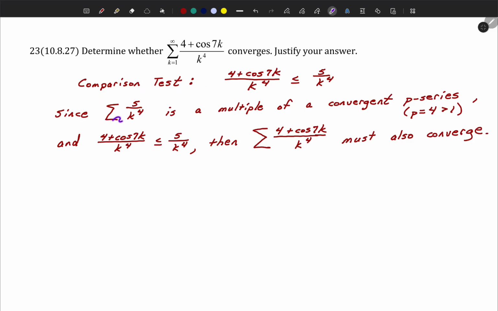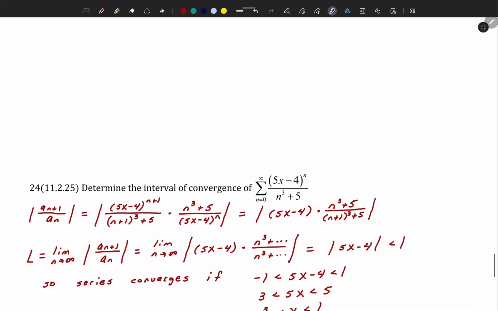So I can say, since this is a multiple of a convergent p-series with p equals 4, and the general term of the series in question is less than the general term of a series that we already know converges, then the series in question must also converge. All you have to do is show the general term of the series of interest is less than the general term of a series you know converges. That's all the evidence you need to show that your series converges.